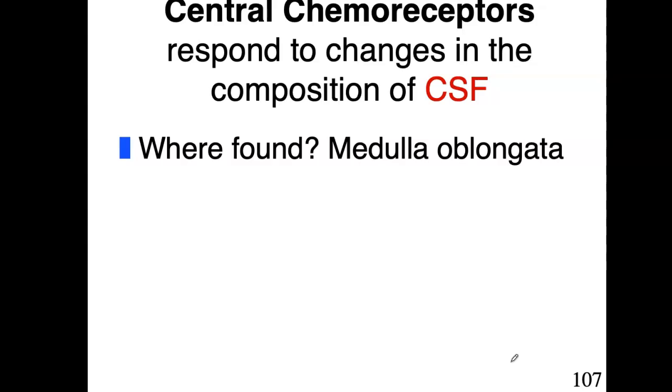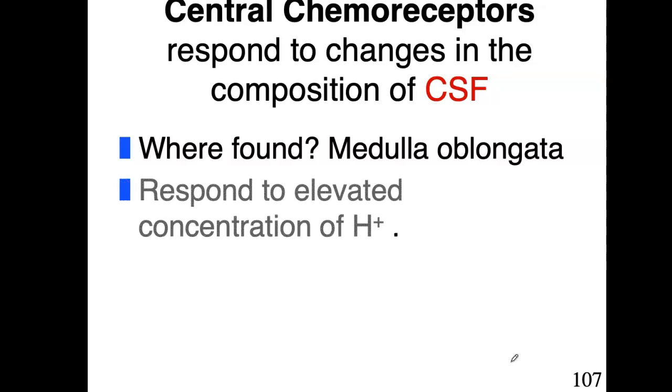What about central chemoreceptors? Well, they respond to changes in the composition of the CSF, or cerebrospinal fluid. So this is very delicate, right? You are monitoring the fluid that surrounds the brain. And where are these central chemoreceptors? Where are they found? In the medulla oblongata, and they respond to elevated concentration of hydrogen ions. So pH, right? They're monitoring pH.